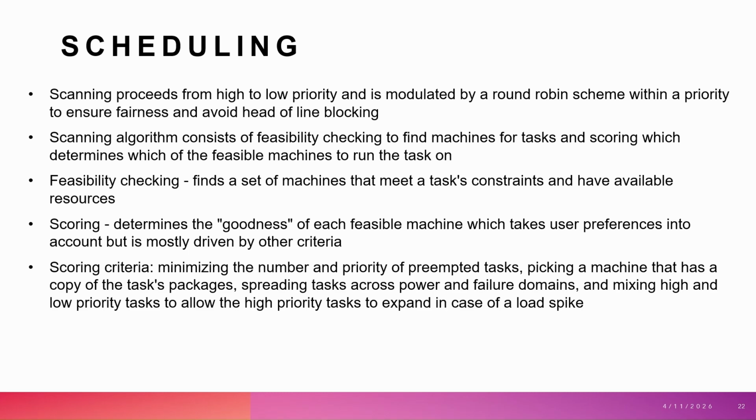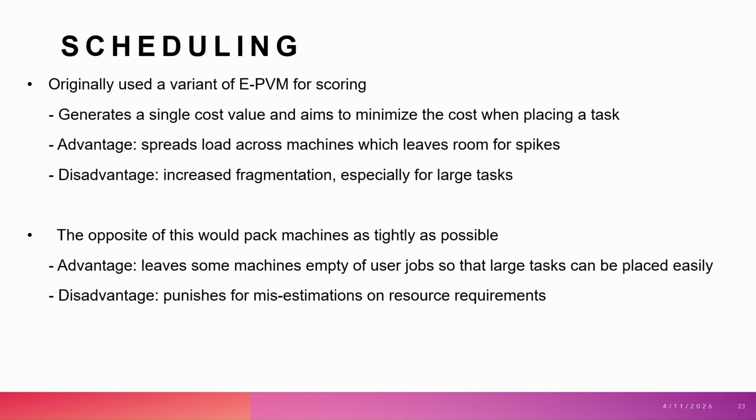Feasibility checking finds a set of machines that meets the task constraints and have available resources, and scoring determines the goodness of each feasible machine, which takes user preferences into account, but then there are other criteria that it uses, like minimizing the number and priority of preempted tasks, picking a machine that has a copy of the task packages, which is important, as we'll see later, and spreading tasks across power and failure domains and mixing high and low priority tasks to allow the high priority tasks to expand in the case of a load spike.